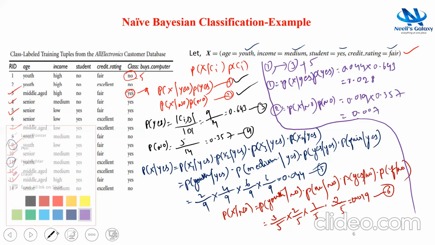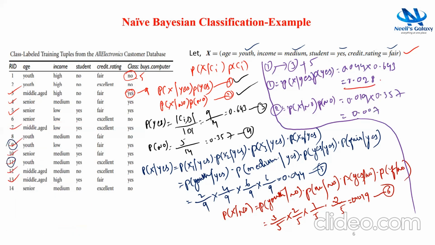So if you observe these two values, this is 0.028 and this is 0.007, this one is having the highest value. So from this derivation, as a result, we can assign x to the class S. Why? Because it is having the highest posterior probability. In this way, we can find out the classification in the naive Bayesian classification.